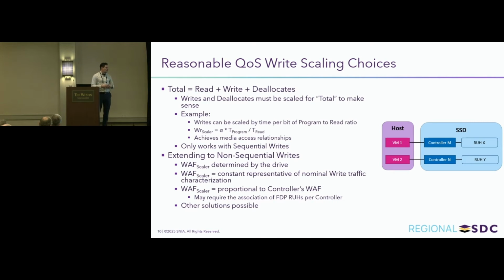Another could be a representative value that is some nominal write traffic that's characterized, maybe by the customer you're delivering this drive to. I think there's another possibility I would like to see enabled, which is the WAF scaler being proportional to actually experienced WAF. It might require some connection to the FTP RUHs, but that is something that I believe is achievable in SSDs. And of course, there are other solutions, right? I'm putting out a few conversation starters and not setting a prediction on what's actually going to happen there.